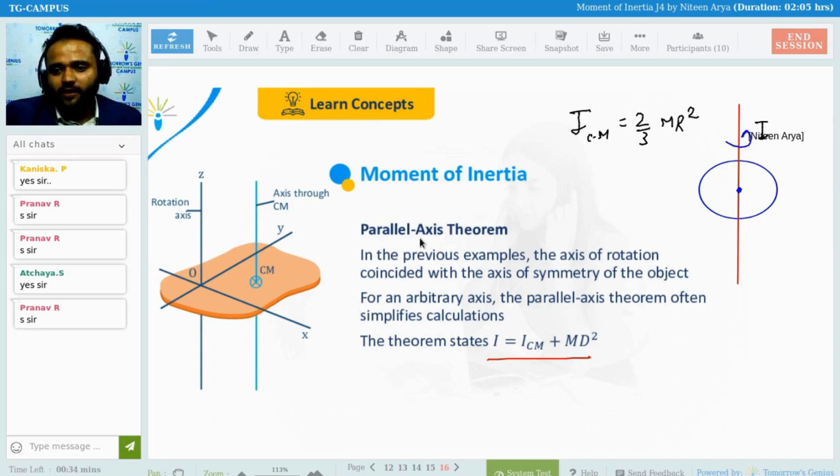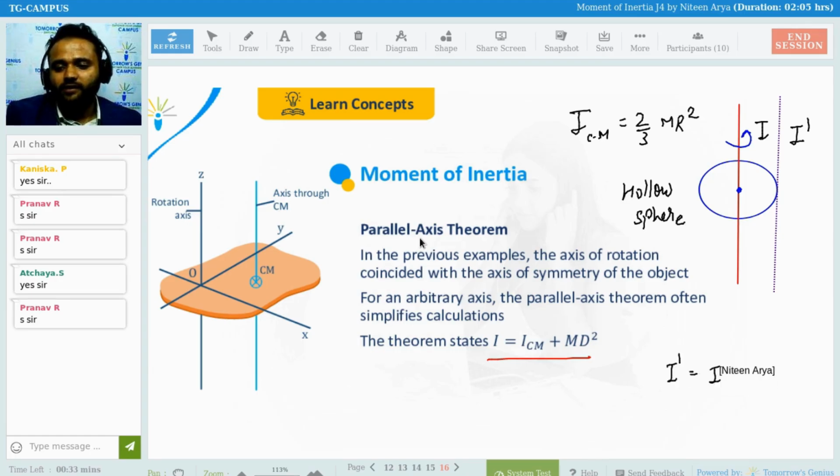If this hollow sphere is rotating through the center of mass axis, the moment of inertia is 2/3 mr². But if I change the axis, it's my choice, I want to rotate this whole thing with this I prime. This hollow sphere is now rotating with this I prime. So directly you can find I prime as I plus mr².